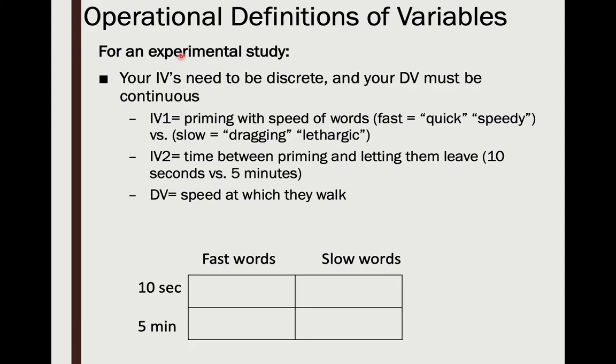For an experimental study, your IVs need to be discrete and your DV has to be continuous. So, this is an example study. Let's say priming with the speed of words, so fast versus slow. IV2 is the time between priming and letting them leave, so 10 seconds versus 5 minutes. The dependent variable, which would go in these squares here, is the speed at which they walk. So you see how both of these independent variables are discrete. It's not measured on a 1 to 5 scale, for example. It's just fast or slow, 10 versus 5.